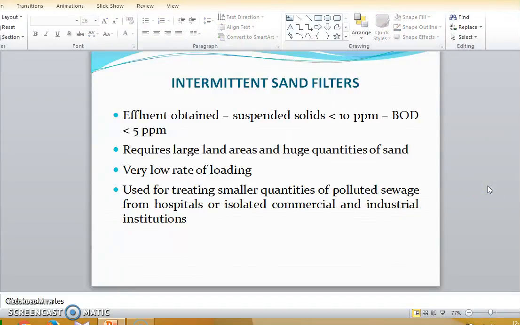So now we have discussed the different biological filtration techniques, that is trickling filters, intermittent sand filters and contact beds. All use the principles of aerobic decomposition.